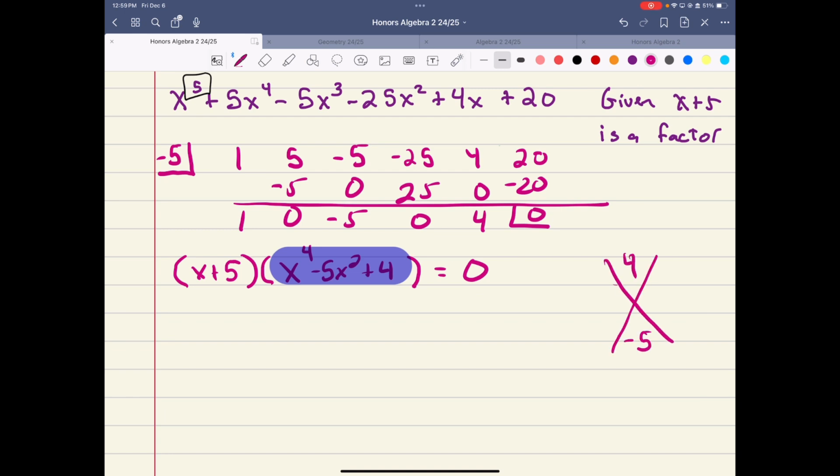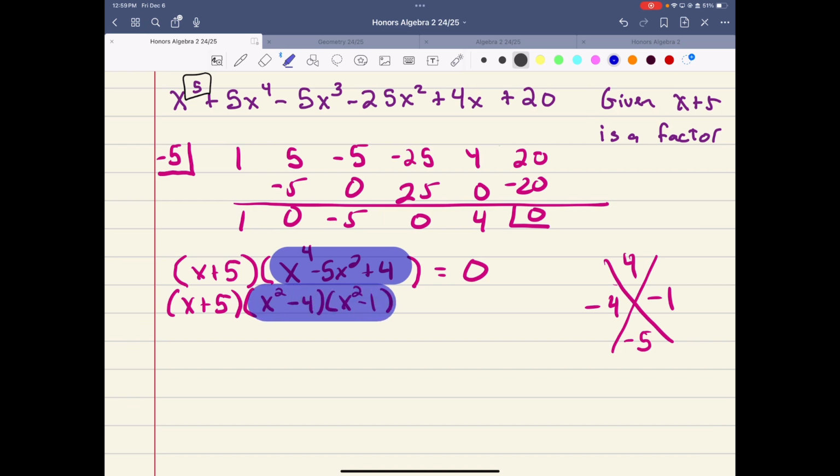We've got 4 and -5. So the top is positive, the bottom's negative, so these are both going to be negative. So you've got -4, -1. So this gives me x plus 5. Just bring that along. Now this in blue becomes my x power. This needs to be squared because I started with the 4th. All I've done is taken what was in blue in our first one and rewritten it in factored form.